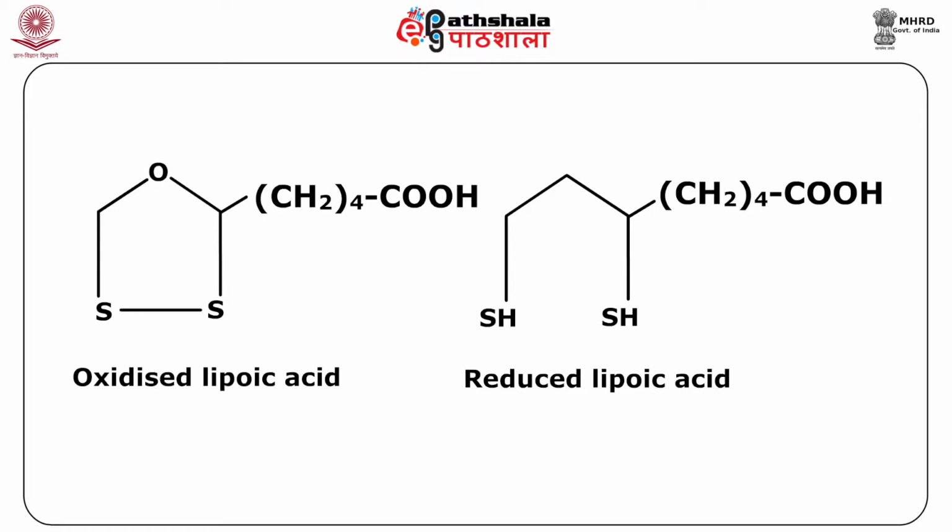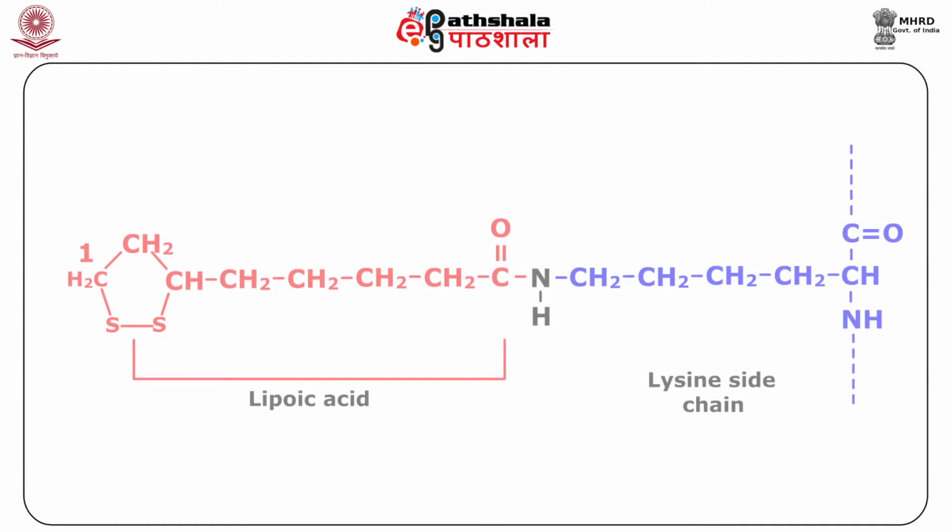The oxidized lipoic acid form, as you can see here, is in the cyclic S-S bond form. However, the reduced lipoic acid is in the open chain SH-SH bond form. Also, the given figure shows the structure of lipoamide, where lipoic acid is bound in the amide linkage to the epsilon amino group of lysine residue of dihydrolipoamide acyl transferases.